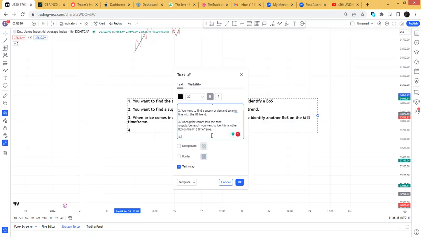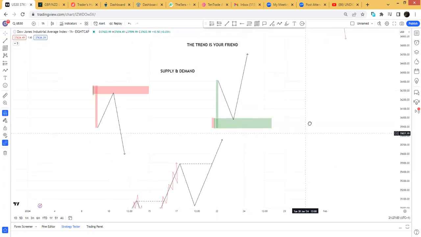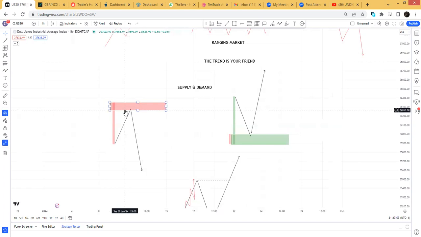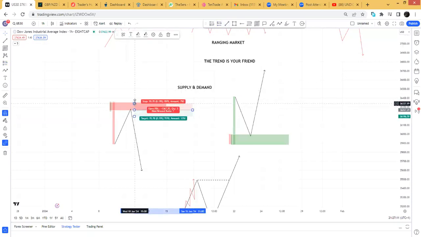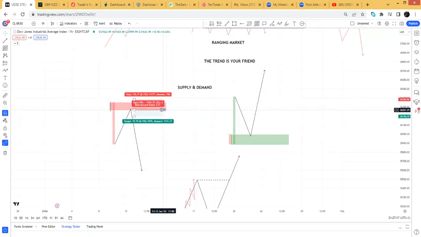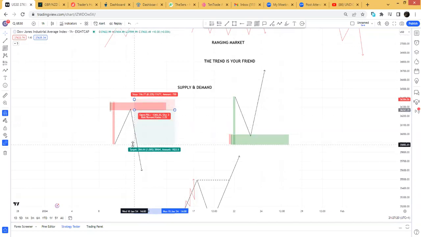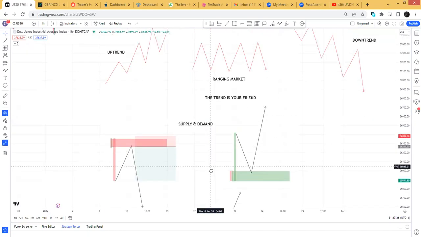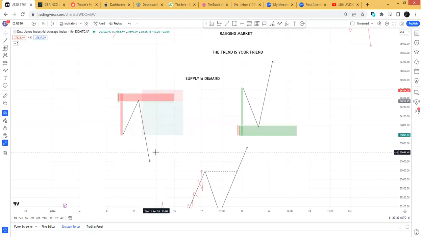And you want your SL to be slightly above the supply zone, or slightly below the demand zone. Let me go back a bit and explain. If you marked out a supply zone, this is our supply zone here, it means you want to take a short, you want to sell. Your entry will be here, your SL will be slightly above, and your take profit will be here, let's say as an example. You want to sell to the next break of structure.